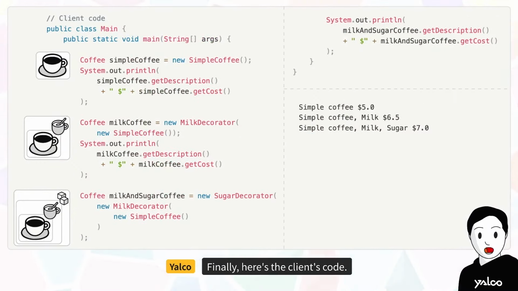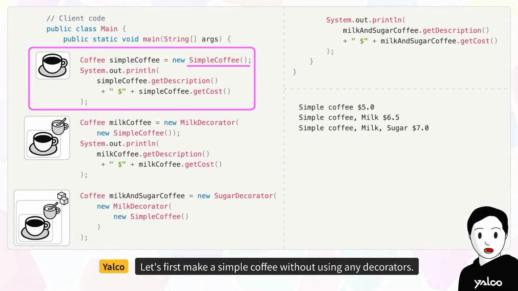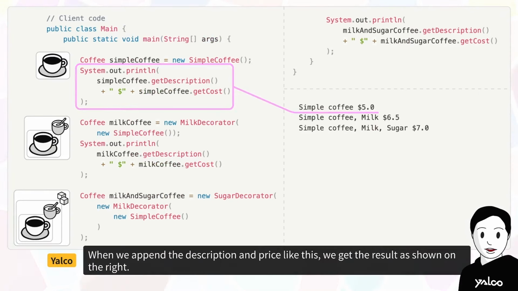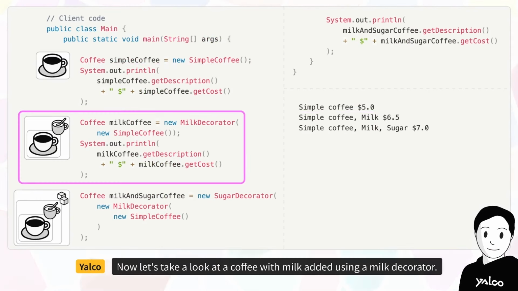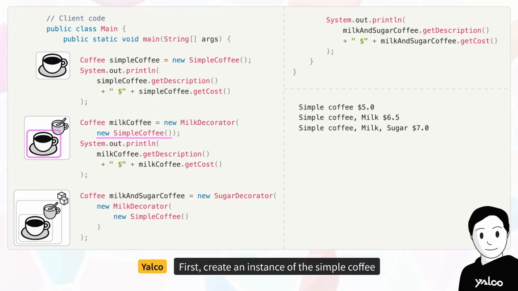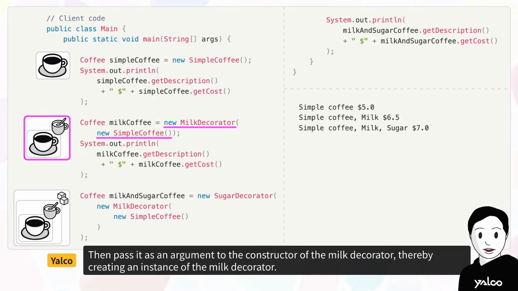Finally, here's the client's code. Let's first make a simple coffee without using any decorators. When we append the description and price like this, we get the result as shown on the right. Now let's take a look at a coffee with milk added using a milk decorator. First, create an instance of the simple coffee, then pass it as an argument to the constructor of the milk decorator, thereby creating an instance of the milk decorator.